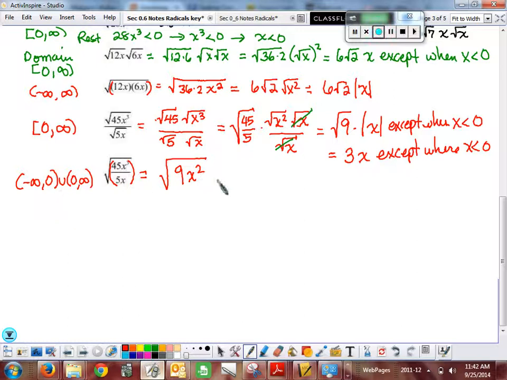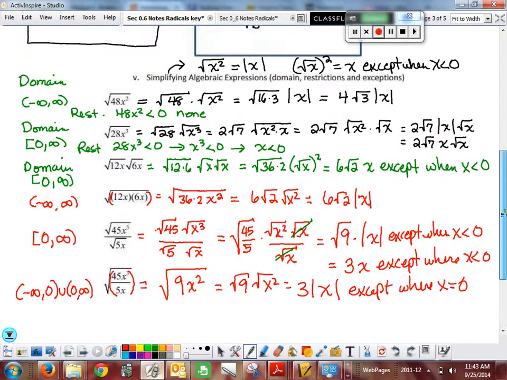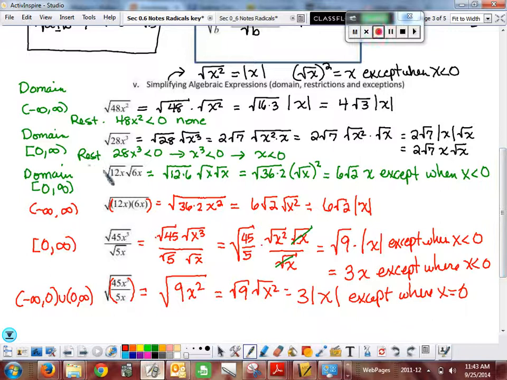Okay. And then let's continue our simplifying. So I have square root of 9, square root of x squared, 3, absolute value of x. And I do have an exception. I'm okay with the negatives and the positives, but I have to say except where x is equal to 0. I have to throw that one out. All right, so this will give you a good explanation of your domain and then simplifying radicals and dealing with restrictions, domain, and exceptions.